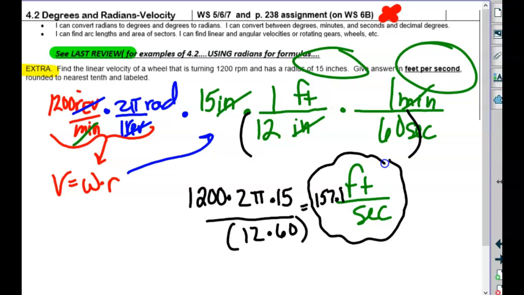Pi answers, if you were the one standing there looking at this wheel, pi answers don't mean anything. If you know it's going 157 feet every second, that gives you a little bit of an idea about how fast it's moving. Anybody else? Arc length or area of a sector, we good?